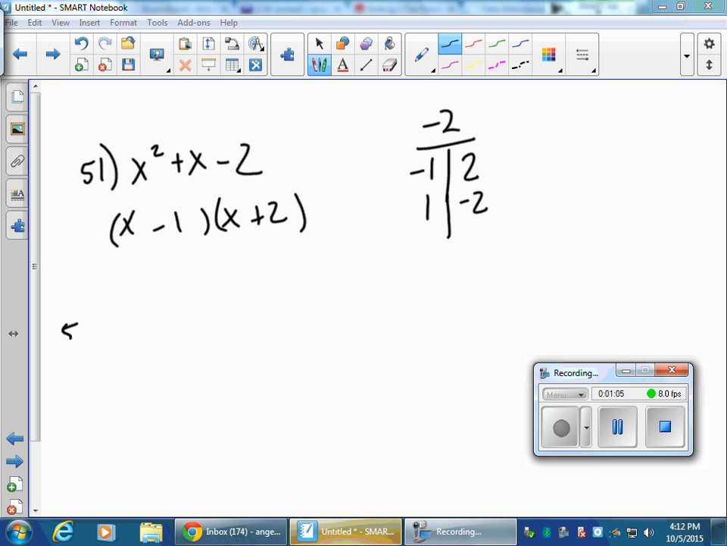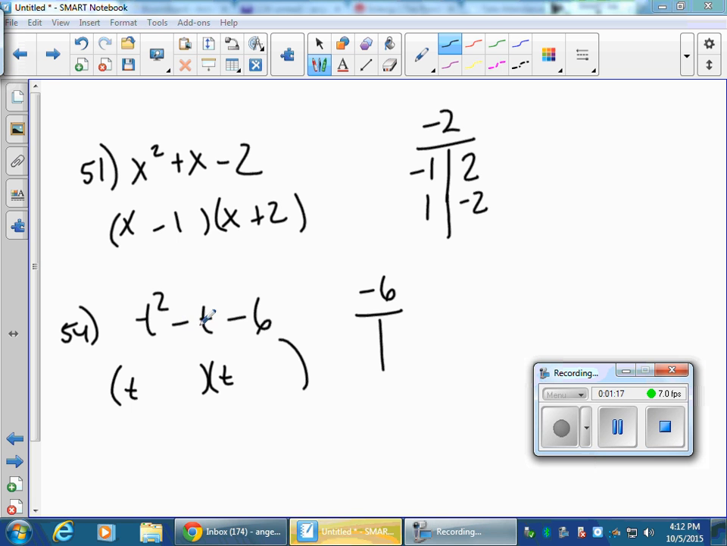All right, 54. T squared minus t minus 6. So again, we put a t here and a t here. I need two numbers that multiply to give me negative 6, and this time they need to add up to a negative 1. So I can do negative 1 and 6, or 1 and negative 6. That adds up to 5. This adds up to negative 5. 2 and negative 3. That adds up to a negative 1. So it's going to be plus 2 and minus 3. It doesn't matter which one comes first.